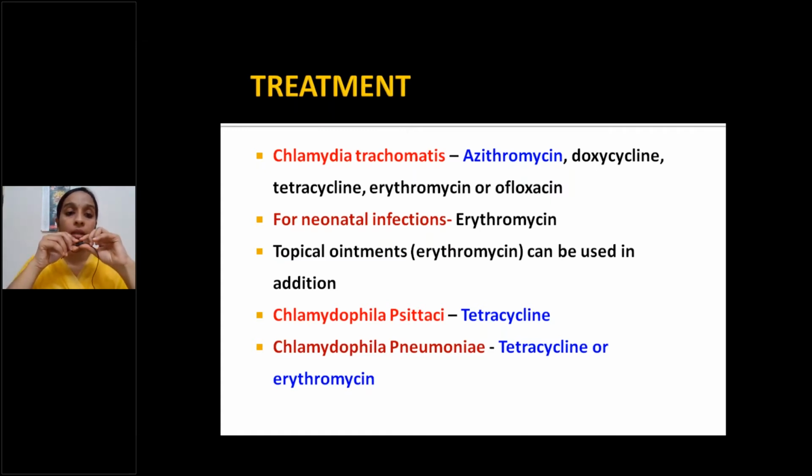Coming to treatment: for Chlamydia trachomatis, the drug of choice is azithromycin. We can use doxycycline, tetracycline, erythromycin, or ofloxacin. For neonatal infections, erythromycin is the drug of choice. In addition to oral erythromycin, we suggest topical ointments, that is, erythromycin can be used in addition. Next, for psittacosis, tetracycline is the drug of choice. For pneumonia, tetracycline or erythromycin are the drugs of choice. This is about treatment.